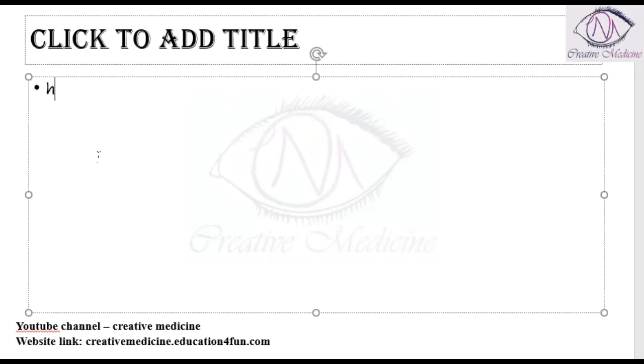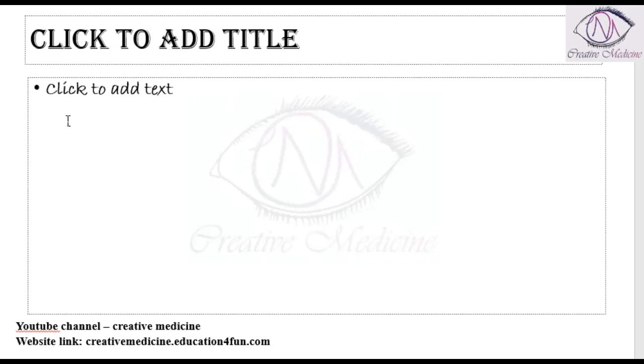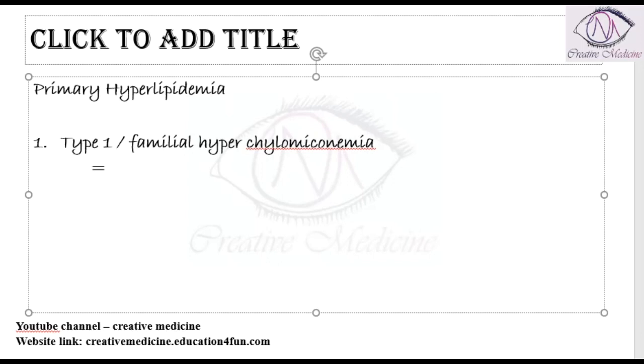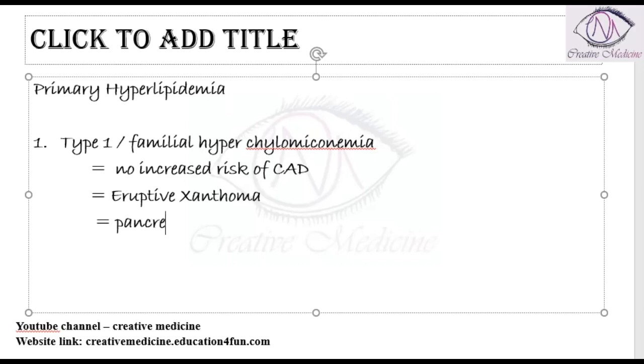Then we have hyperlipidemia. Hyperlipidemia is also one of the predisposing factors. This is primary hyperlipidemia, and the primary hyperlipidemias are of many types. First, we have type 1 primary hyperlipidemia, also called familial hyperchylomicronemia. This type 1 hyperlipidemia has no increased risk of coronary artery disease. In type 1 you will see eruptive xanthomas in the patient, and pancreatitis is also associated with this.